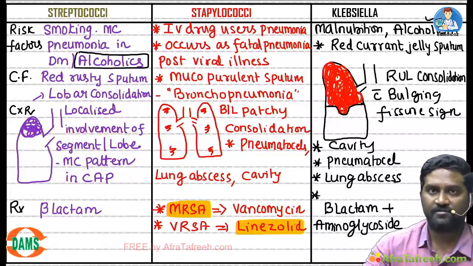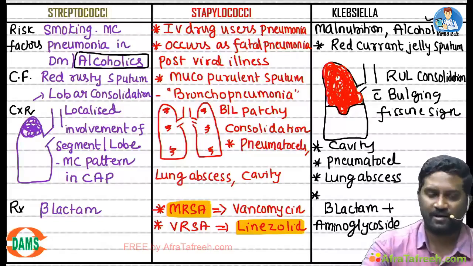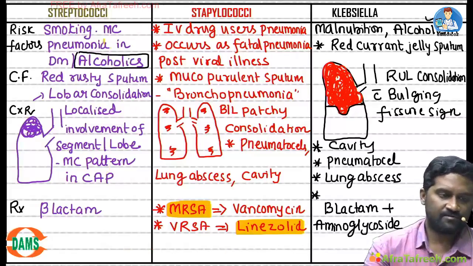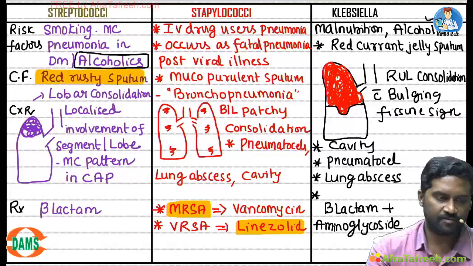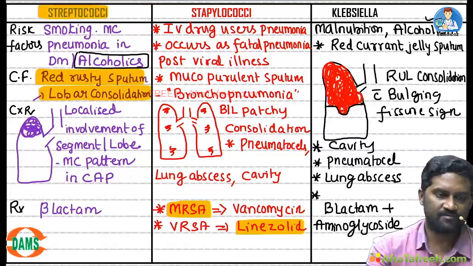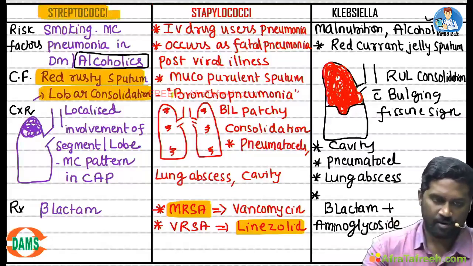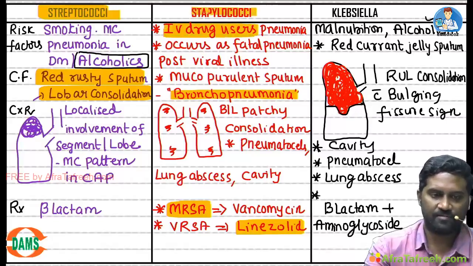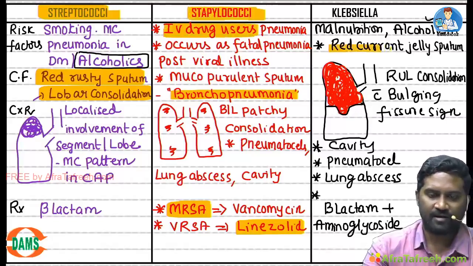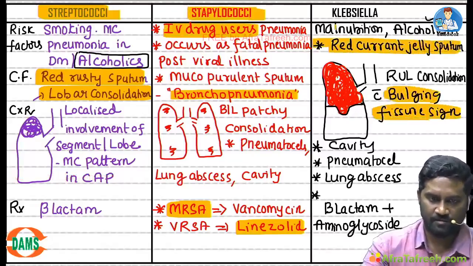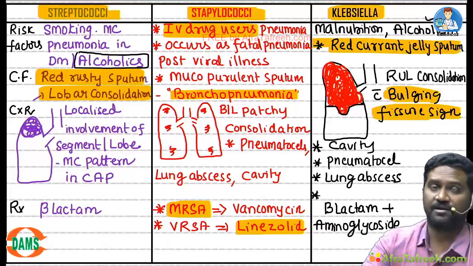Treatment is a combination of beta-lactam along with aminoglycoside antibiotics. So very important, students: in the question, if they mention red rusty sputum, lobar consolidation, your suspicion should be Streptococcus. Bronchopneumonia, IV drug users, your suspicion should be Staph. Red currant jelly sputum, bulging fissure sign, your suspicion should be Klebsiella.